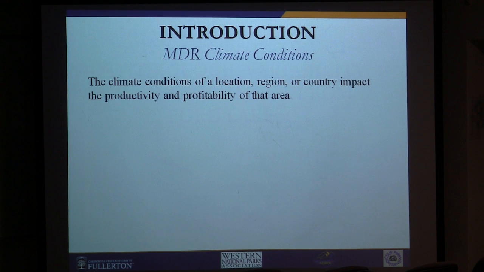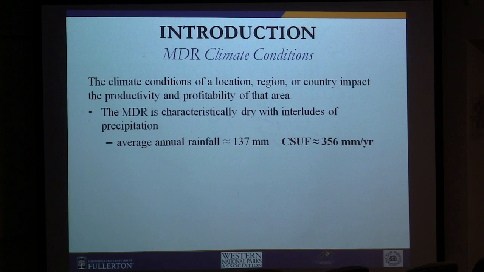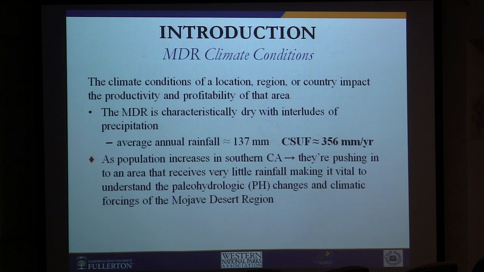So basically, climate conditions of a location, region, or a country impact productivity and profitability of that area. The Mojave Desert region is characteristically dry, and then we get interludes of precipitation, where the average annual rainfall is 137 millimeters. To give you an idea of what that's like, here at Cal State Fullerton, we get 356 millimeters a year. So as the population increases in Southern California, and we're pushing into an area that receives very little rainfall, it's vital that we understand the paleohydrological changes and climatic forcings of the Mojave Desert.